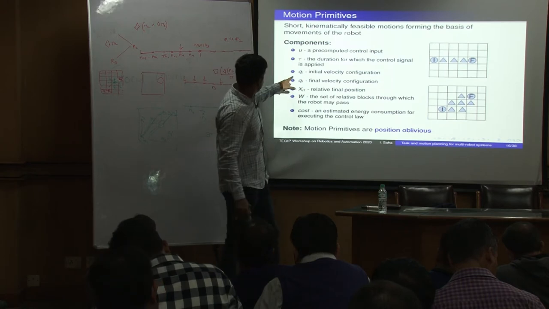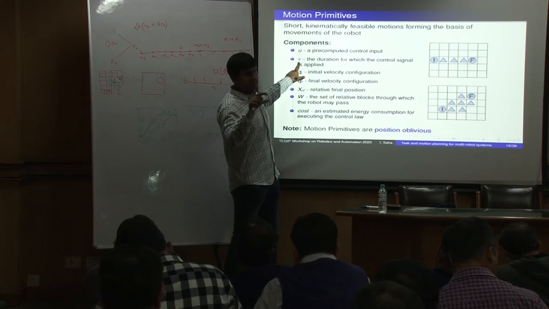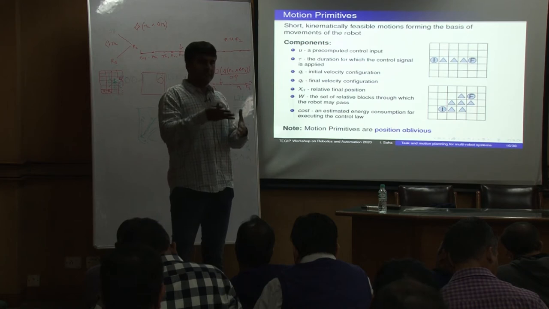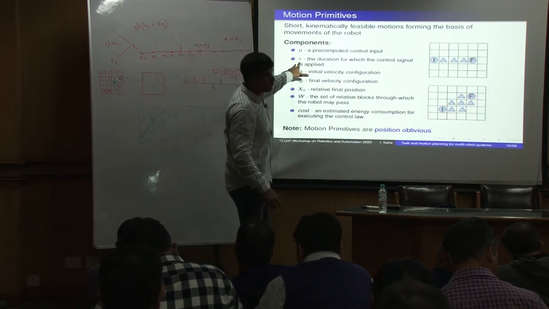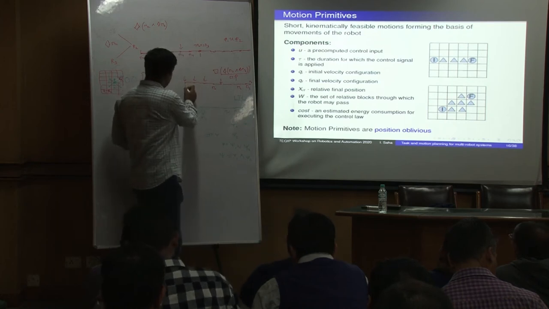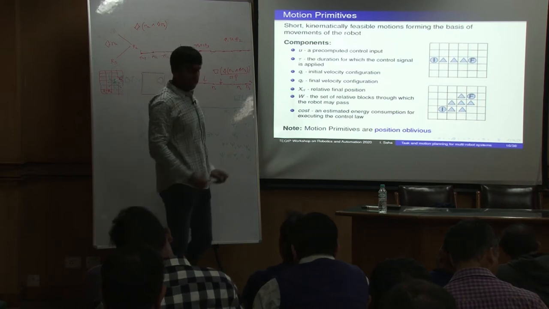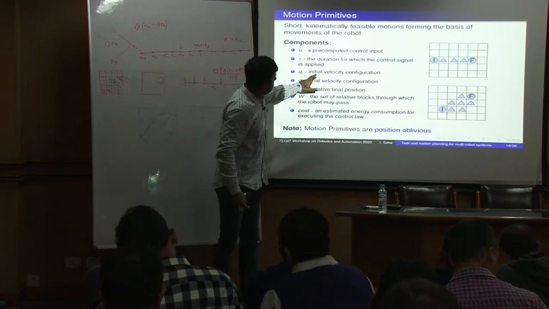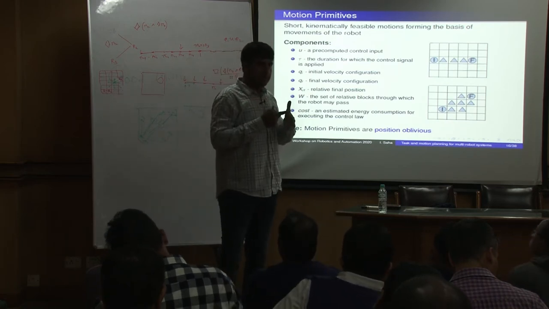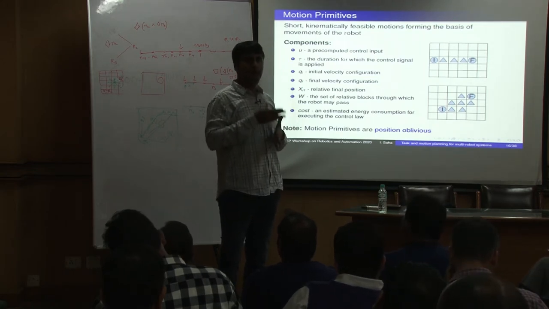So each motion primitive is active for a duration tau, right? This is the step I'm talking about. When I talked about a step, the duration of this step is tau, coming from the duration of the motion primitive. So from here to here, the robot executes the motion primitive for tau duration of time and it moves here, right? Each primitive has an initial velocity configuration. That means that only if the robot satisfies this initial condition can I apply this motion primitive.